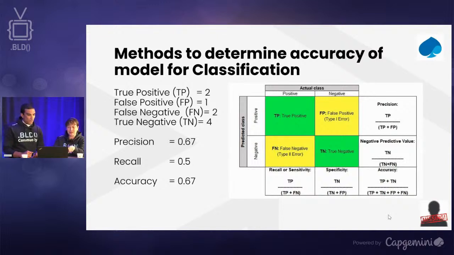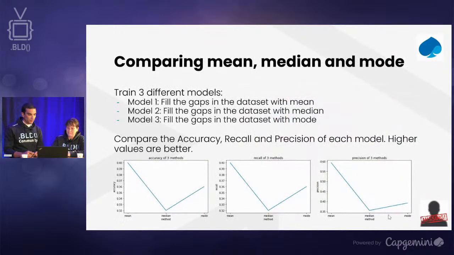So precision, recall, accuracy, you can calculate them with the formula. And in this case, for precision, recall, accuracy, you want that value as high as possible. So for regression, those ones we looked at, the lowest possible, and these ones, the higher the better.